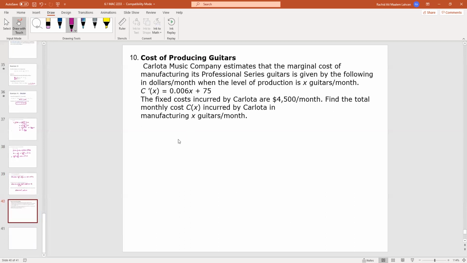All right, so now a similar thing with this example. You have a C prime, so it's almost like that similar one we did. This one is just an application. So you will need to find the antiderivative by dividing, 75x plus C. So the fixed costs incurred by Carlota here are 4,500 a month.